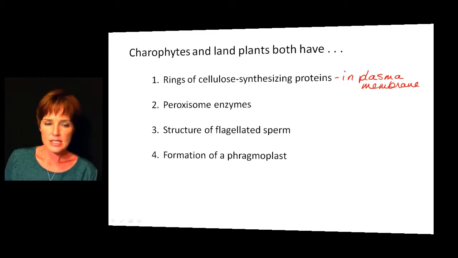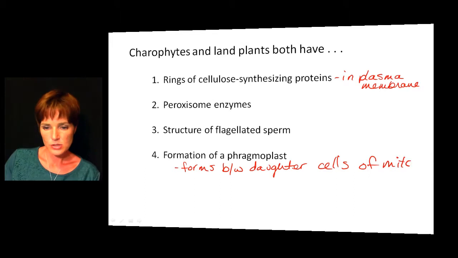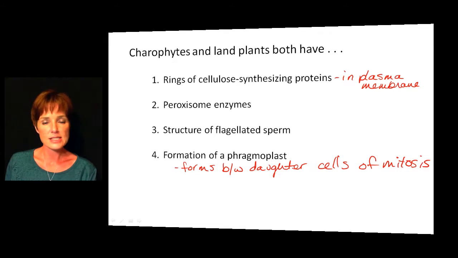This phragmoplast is a collection of microtubules, and this forms between daughter cells of mitosis. So this is something that's part of the cytokinesis process. This is going to give rise to that cell plate that will later develop into the cell wall that will separate the two daughter cells from each other. So these four characteristics are unique to land plants and charophytes, and this supports that close relationship between the two, and it's also supported by some molecular data.